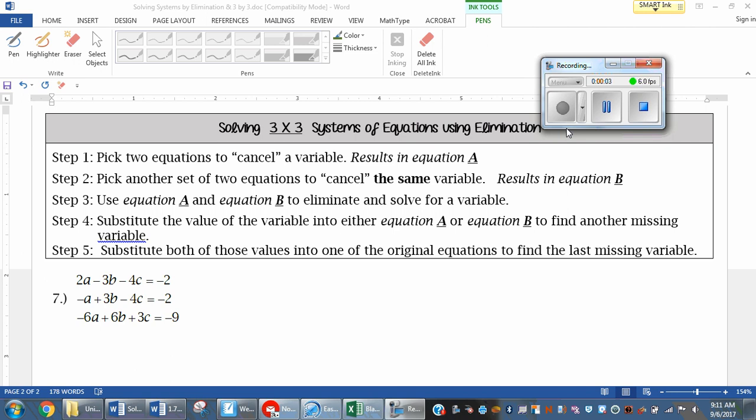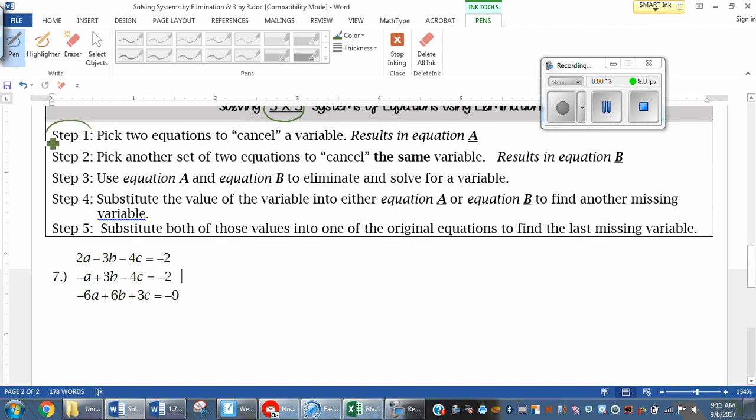Okay guys, so continuing on from where we left off today in class, we are on the back side of the notes where it says solving 3x3 systems of equations. Stay with me, I'm going to start step 1. We're going to pick two equations to cancel a variable. This step is very similar to what we did in class, okay?